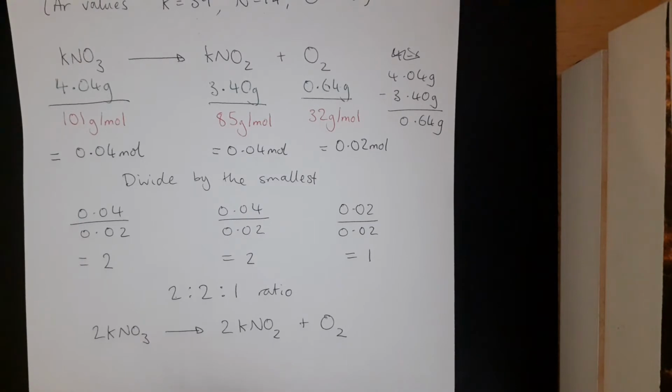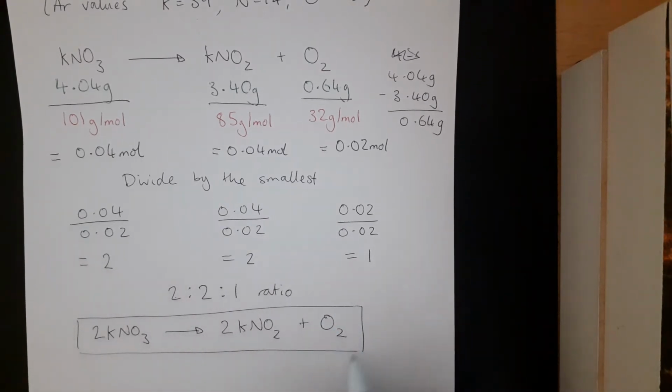That should be a balanced equation. Let's just check it, make sure we haven't messed up somewhere. So I've got 2 potassiums and 2 potassiums, 2 nitrogens and 2 nitrogens, and I've got 6 oxygens here, 2 times 3, and I've got 2 times 2 is 4 plus those 2, so I've got 6 there. So that is the balanced equation. So that is the answer that we were looking for.